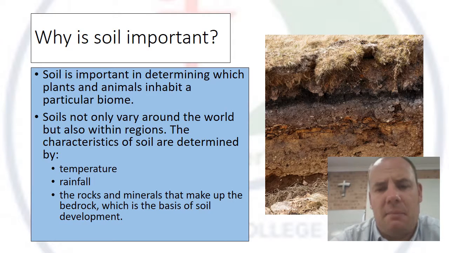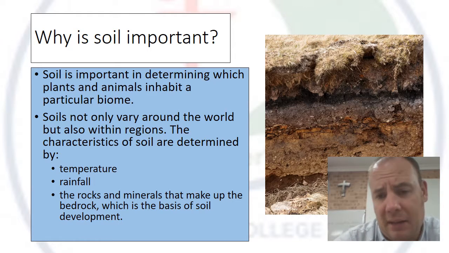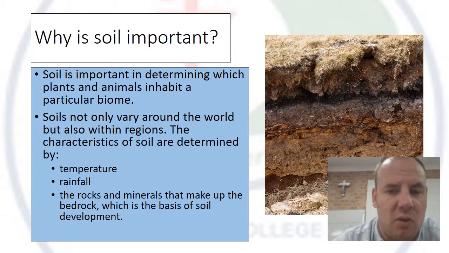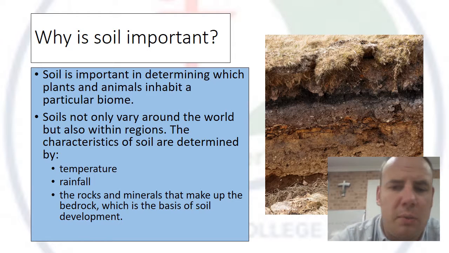Why is soil important? Well, different types of soil mean that different plants and animals can live there. That's why each biome has different types of soil. So not only do soils vary around the world, but they also vary around regions. And when we come to look at biomes in Australia, those biomes change because of the different soil types.